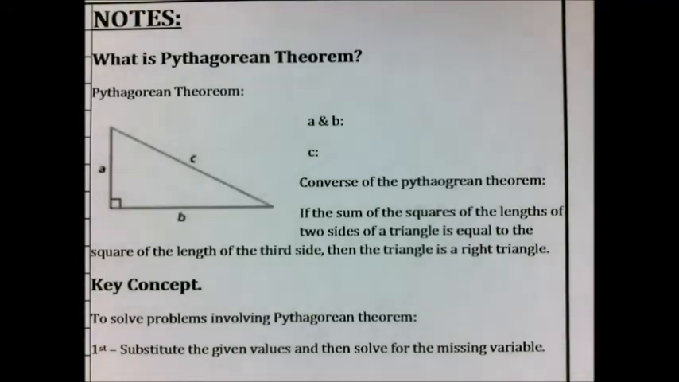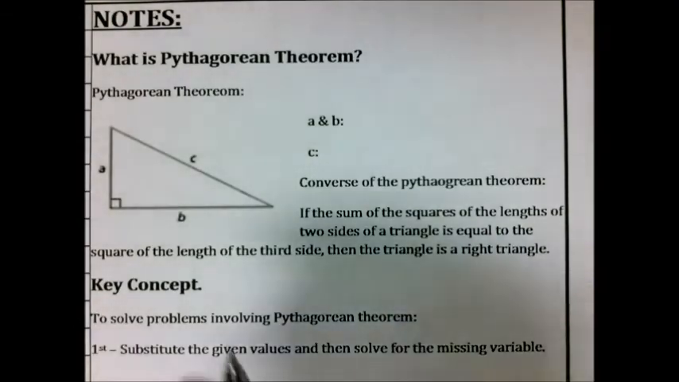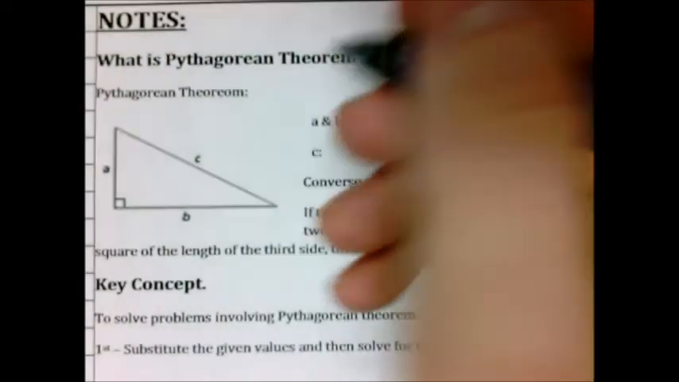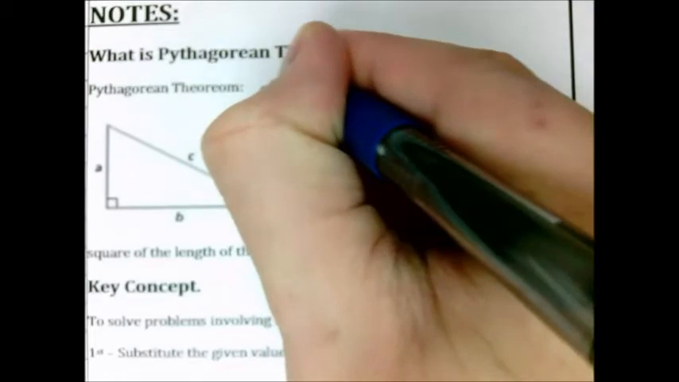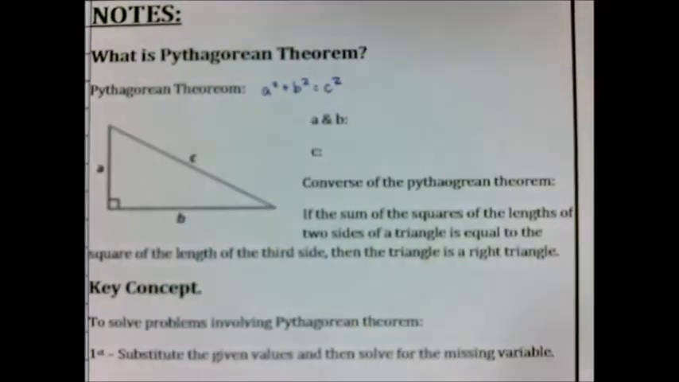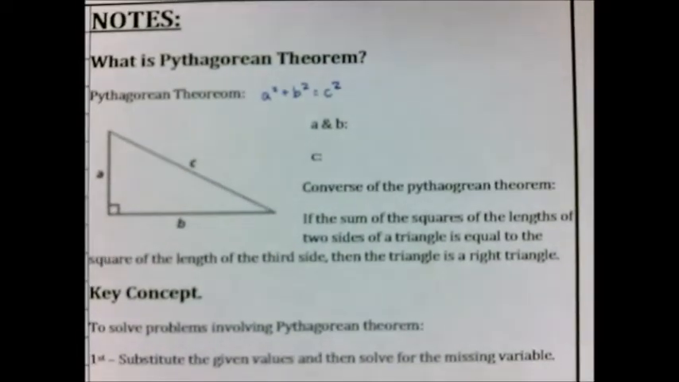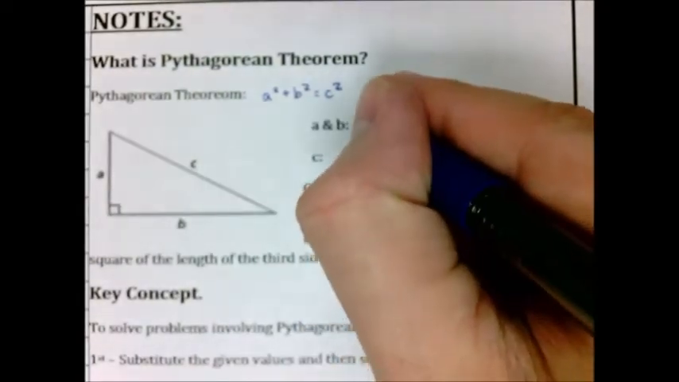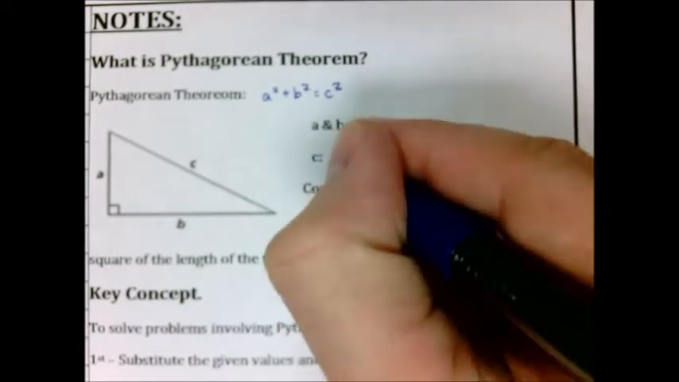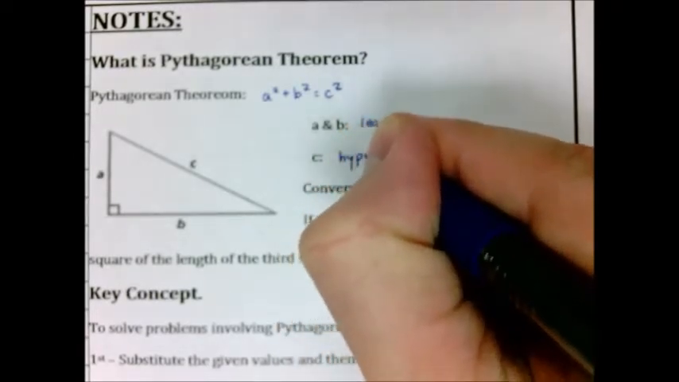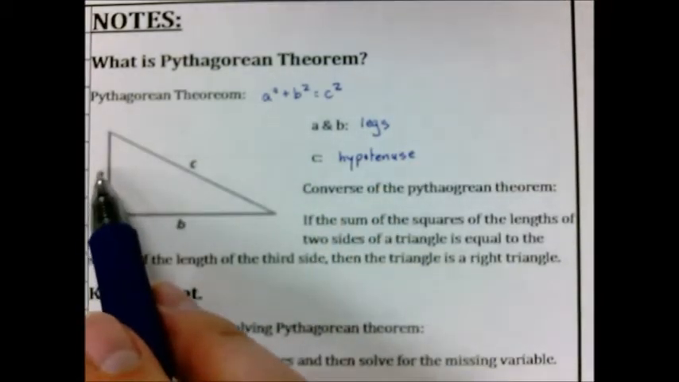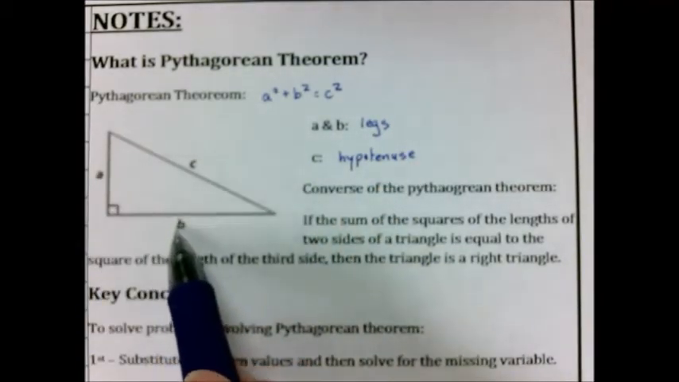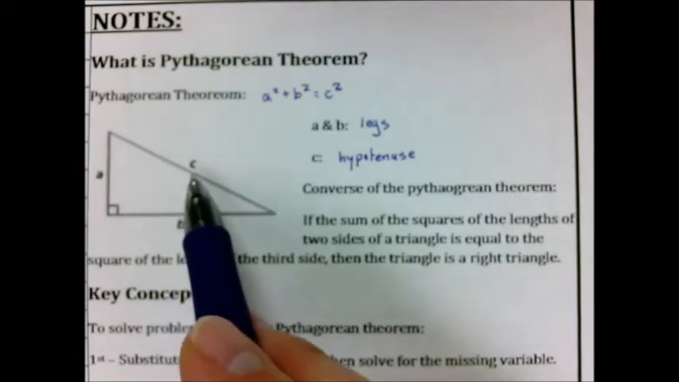A lot of you will probably already know what the Pythagorean Theorem is. It is a squared plus b squared equals c squared. That deals with right triangles, where a and b are the legs of the triangle, and c is the hypotenuse. Essentially, when you square a and add that to the square of b, that is going to equal the square of c.